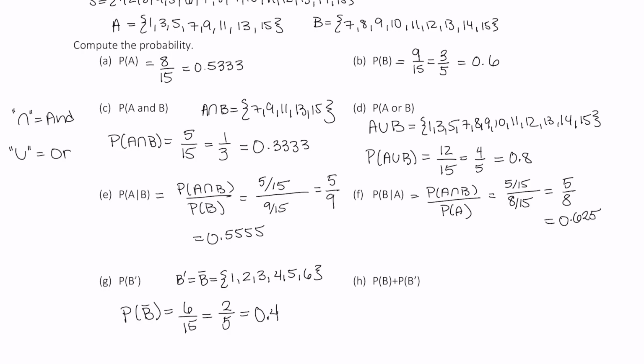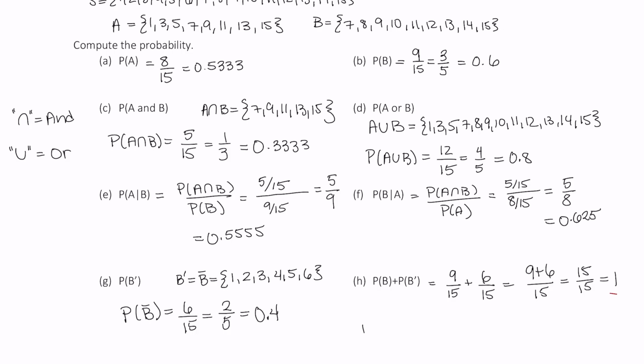Okay, now we want to finish this last problem. That is, we want to sum the probability of B with the probability of its complement. Well, the probability of B unreduced was 9 over 15. The probability of its complement was 6 over 15. This gives us 9 plus 6 divided by 15, which is 15 divided by 15, which is 1. The fact that we got 1 tells us that we computed these probabilities correctly, since the probability of an event and its complement always have to add up to 1. And we showed that these do add up to 1.